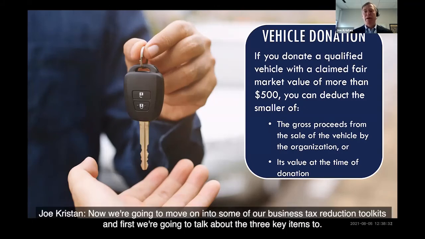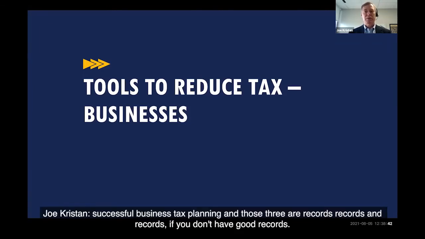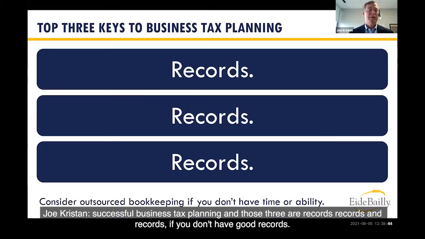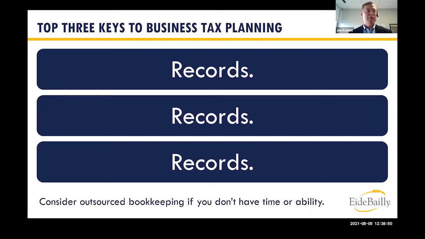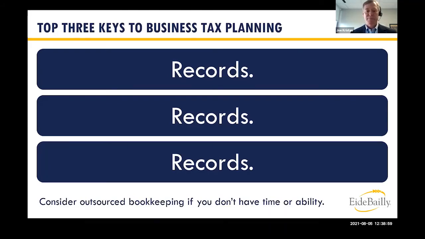Now we're going to move on into some of our business tax reduction toolkits. And first, we're going to talk about the 3 key items to successful business tax planning. And those 3 are records, records, and records. If you don't have good records, it's going to be a nightmare both to get your return done, and then if you get examined, it gets really ugly.